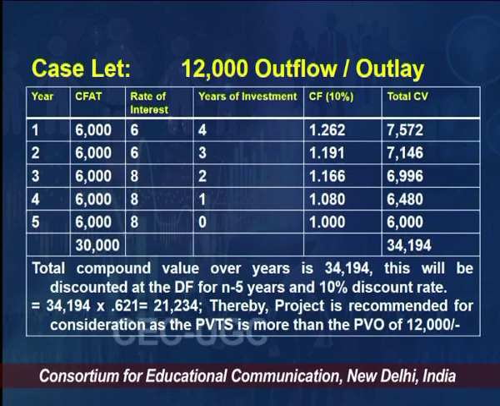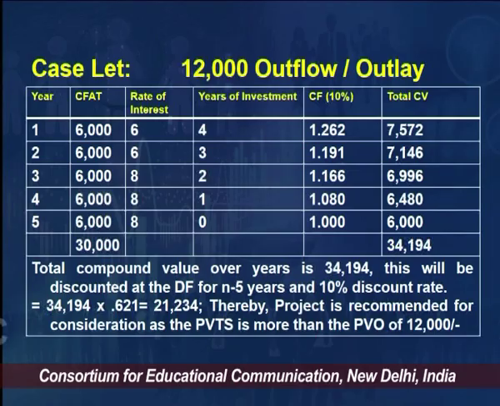So, now we will go to that compound value table for 1 rupee and we will get the factor. The factors are 1.26 for 4 years and so on: 1.191, 1.166, 1.080 and 1.00.